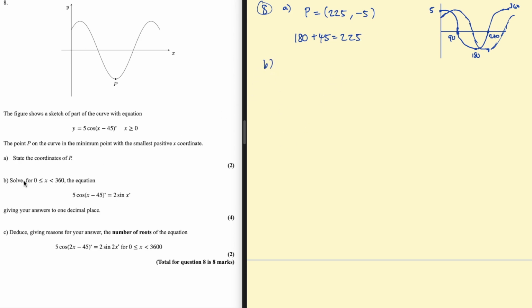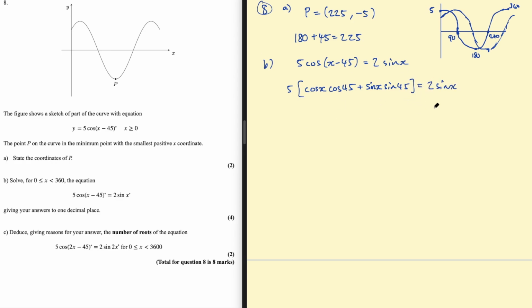Part B says solve for x between 0 and 360 the equation 5 cosine of (x take 45) equal to 2 sine of x, giving your answers to 1 decimal place. Okay, so the first thing you want to do here is to use the difference formula for the cosine to expand out those brackets. So this is going to be 5 times (cosine of x cosine 45, plus sine of x sine of 45). This is equal to 2 sine of x.